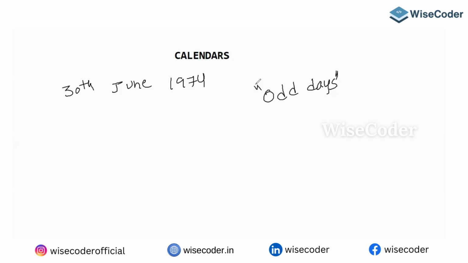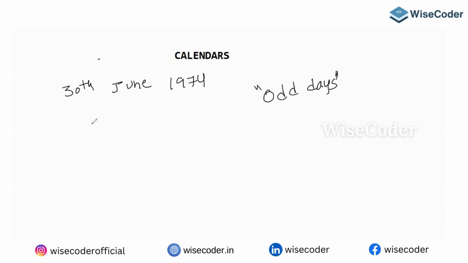I am repeating. If you find the total number of days, and if you divide it by 7, that's going to be your odd day. Odd day is the remainder obtained by dividing the total number of days by 7. So please write down the side heading: odd days. Odd day is the remainder obtained on dividing the total number of days by 7.